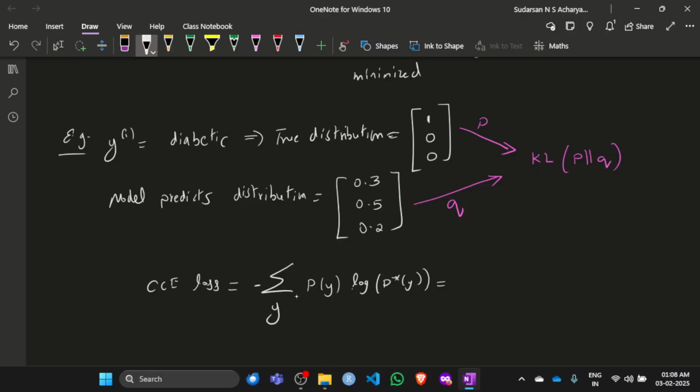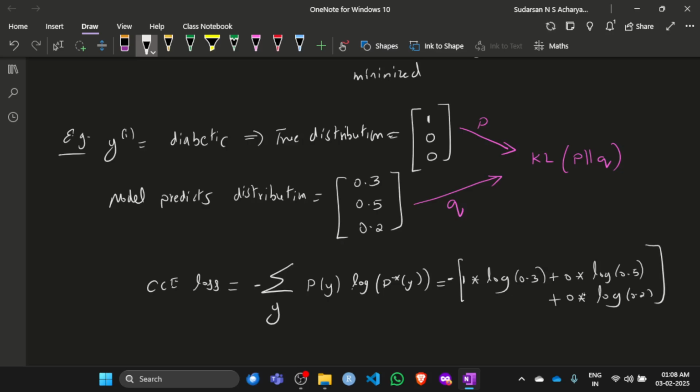So y is diabetic, pre-diabetic, non-diabetic. In this case, the probability that the person is diabetic is 1, so it's a minus sign times log of the probability that the model tells you the person is diabetic, 0.3, plus the probability that the person is non-diabetic is 0, times the log of the probability that the model tells you the person is non-diabetic, 0.5, plus the probability the person originally is pre-diabetic is 0, times the logarithm of the probability that the model tells you the person is pre-diabetic, log of 0.2.